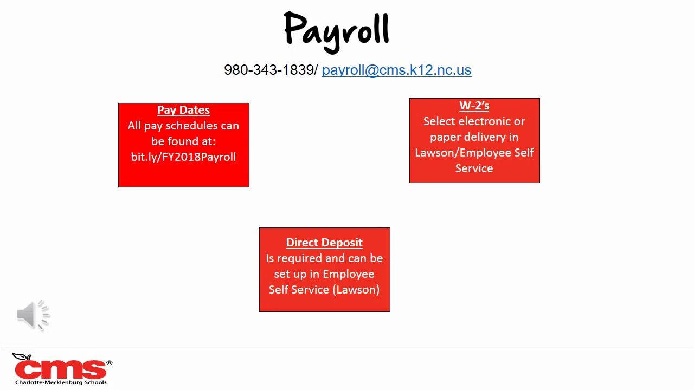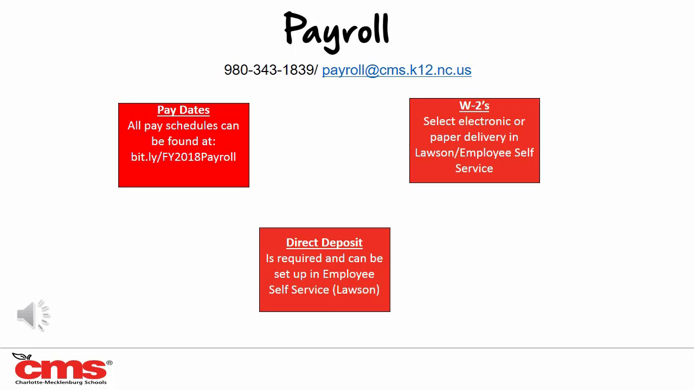And in viewing these pay stubs, you must immediately report any discrepancies, overpayments, or underpayments. As a CMS employee, you are obligated to report and repay any overpayments, and under state law, CMS is obligated to recoup any overpayments.